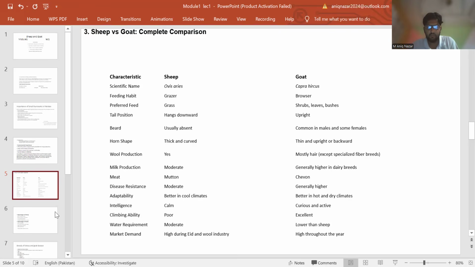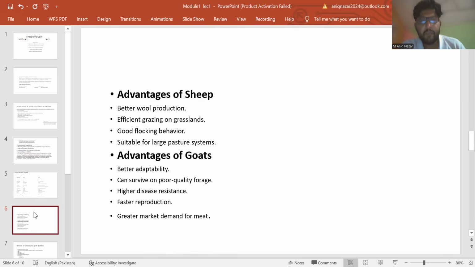Last is market demand. In the case of market demand, sheep is high, while in the case of goat it is low. Next are the benefits of sheep and benefits of goats. Sheep is the source of wool production. We get wool from sheep, which is used to make jerseys, jackets, shoes, and many other components that are a requirement of our life. Similarly, sheep are efficient grazers on grasslands.